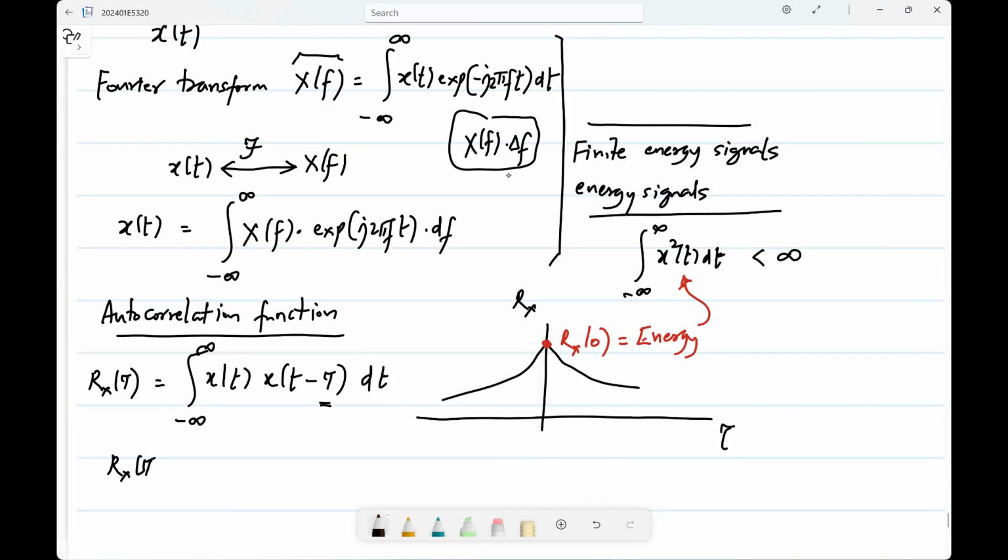If you don't remember these things, please go and refresh your Fourier transform basics. What is the Fourier transform of this? What is the expression for it? What is the Fourier transform of the autocorrelation signal?